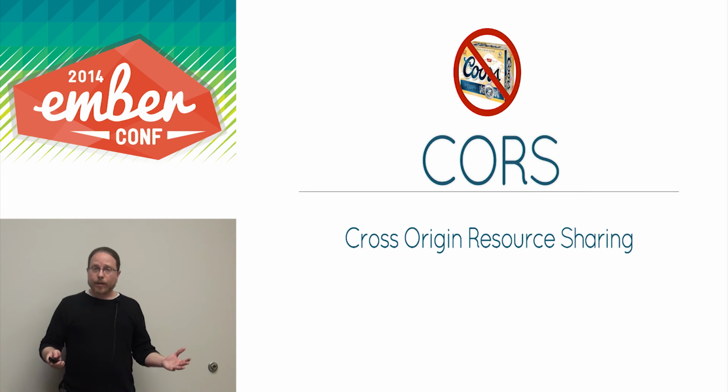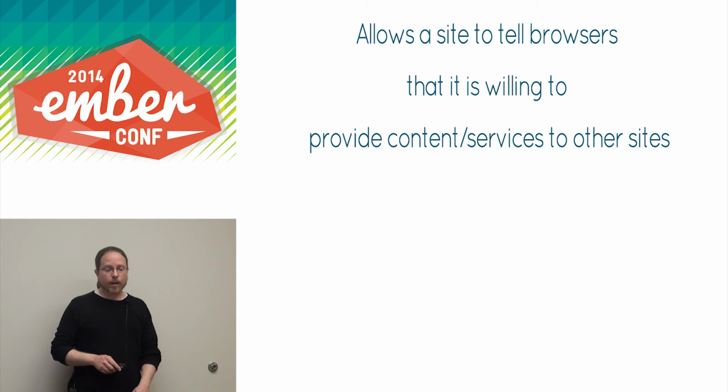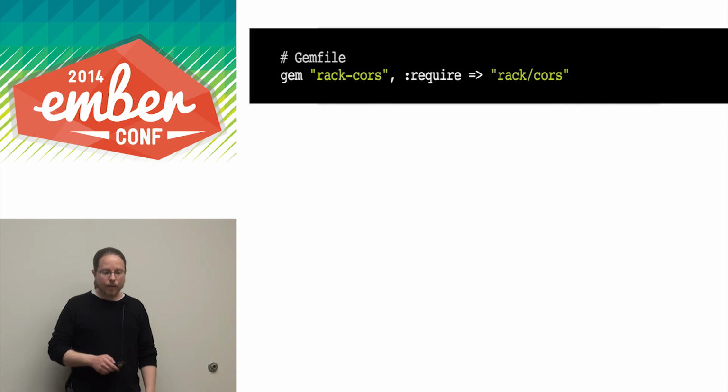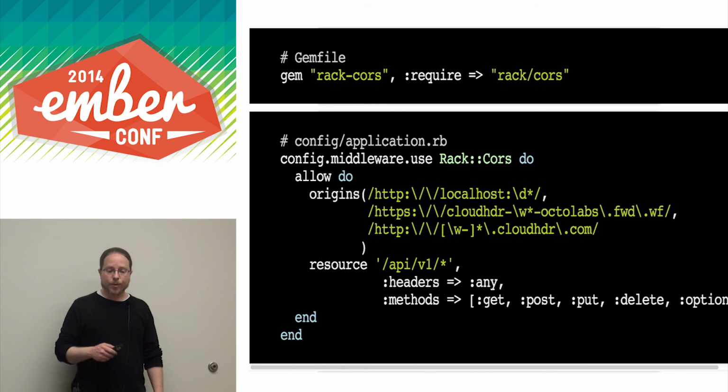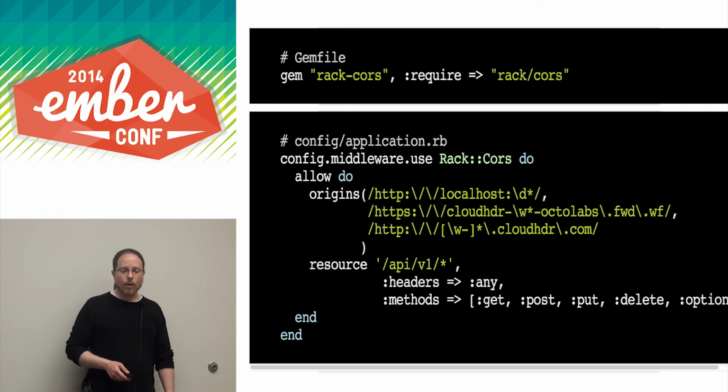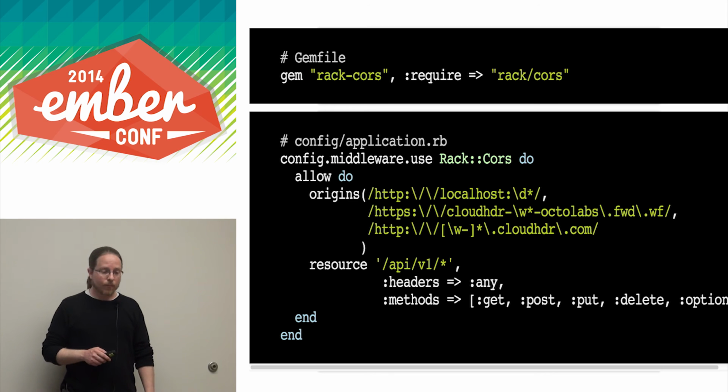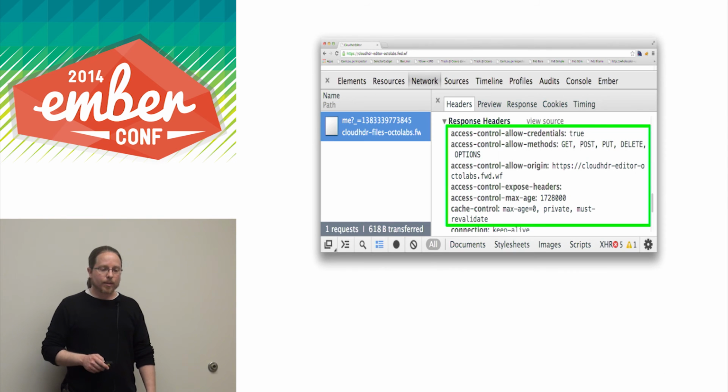And this is just a way that allows a site to tell browsers that it's willing to provide content and services to other sites. In Rails, this is real easy to set up. There's a gem called rack-cors that you add to your Gemfile. And then in application.rb, you do just a little bit of configuration to tell it which origin domains are allowed, what resources they're allowed to access, with what headers, and with what methods. So once you do that, in the response headers, you'll see a bunch of new headers that get set. All of these relate to access control. And when you have that, then it'll start to allow your requests to work.